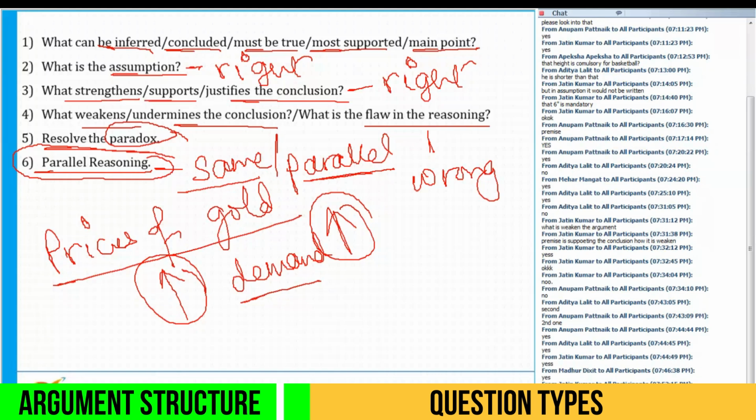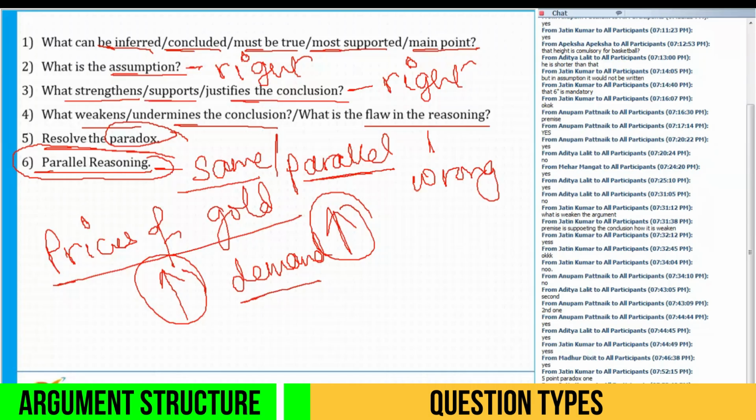For example, normally what happens when the prices of something increase, the demand decreases, isn't it? People don't buy that product. That is what normally happens. But surprisingly, when the prices of gold increase, the demand also increases. When the prices of diamond increase, the demand also increases. So he's asking you what may be the reason behind this strange occurrence?